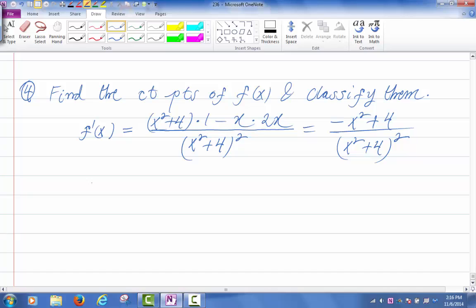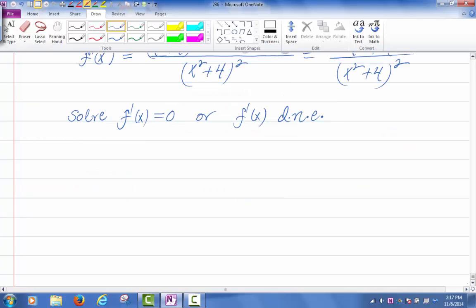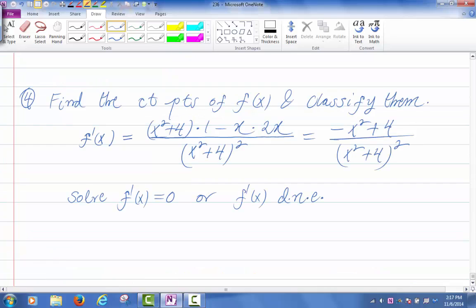And then I need to solve for the critical points. So solve f prime of x equals 0, or f prime of x does not exist. In this case, you look at the derivative formula. Can you give me a value of x where the derivative doesn't exist? No, because the derivative is defined for any x, because the denominator in the derivative formula is not going to be 0, no matter what x is. So I get no solution from here.